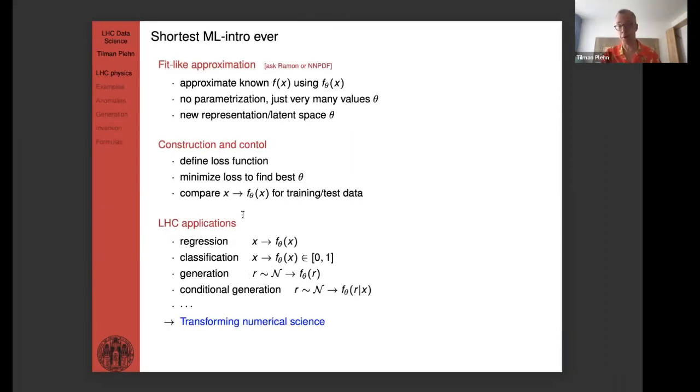Now, I know you learned a lot about machine learning already, so this is my one-line introductory slide. Essentially to me, a neural network is a fit. You know the function and you want to approximate it with f theta. It's not just a simple parameterization, it's a very high-dimensional parameterization, but it's still a parameterization. And how you construct that is the trick.